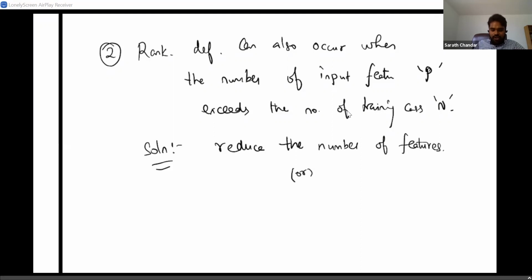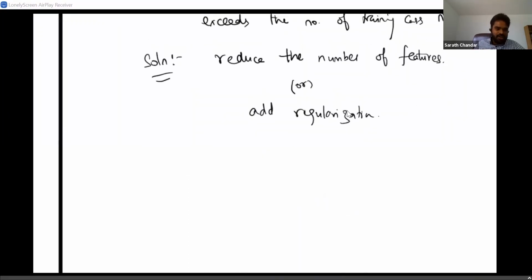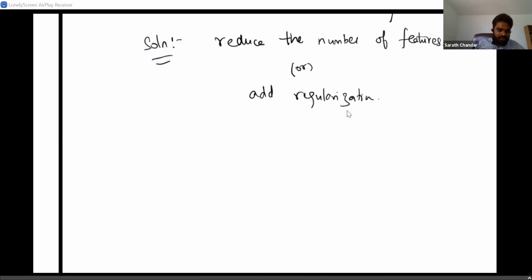Or we could also add regularization. So how is regularization going to help us with rank deficiencies? Like we saw, regularization will help us with overfitting, but how will regularization help us deal with rank deficiencies? We will discuss more about this in the next lecture. So we will show how this is going to help us with the rank deficiency.